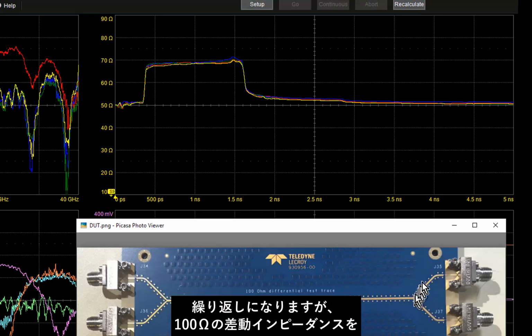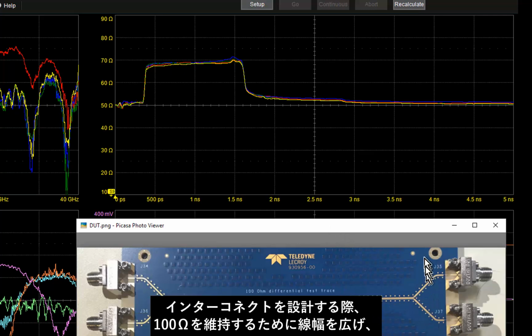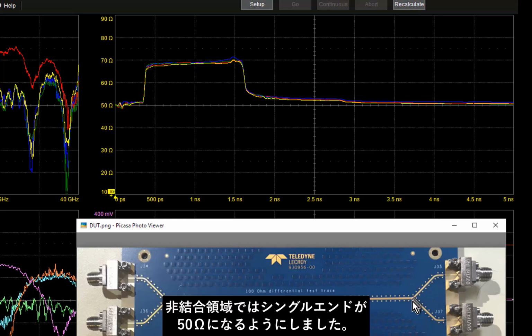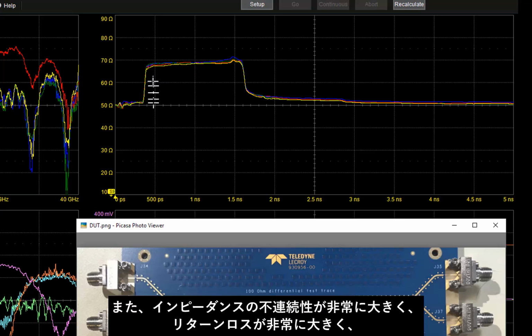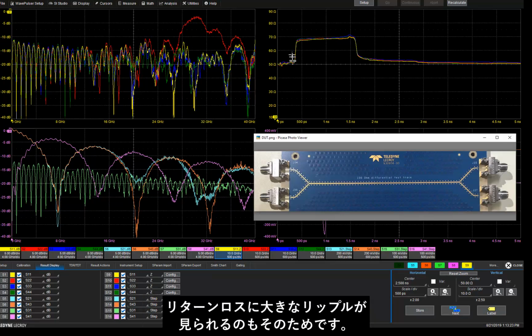And again, when they pull apart, to maintain that 100 ohm differential impedance, when we designed the interconnect, we increased the line width in order to maintain the 100 ohms, to make it 50 ohms single-ended in the uncoupled region, and that's why it drops down. That's also why we see the big ripples in the return loss, because we have this very large impedance discontinuity. Very large return loss, very large impedance discontinuity in the time domain.